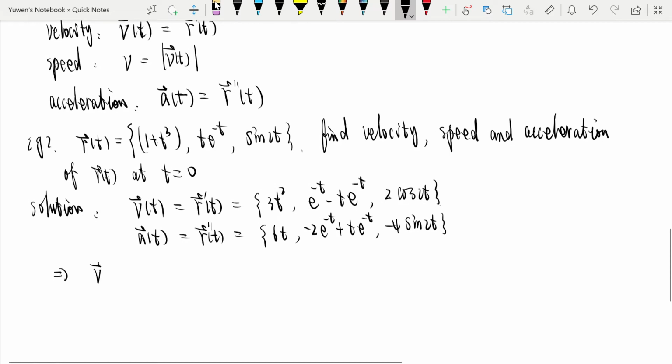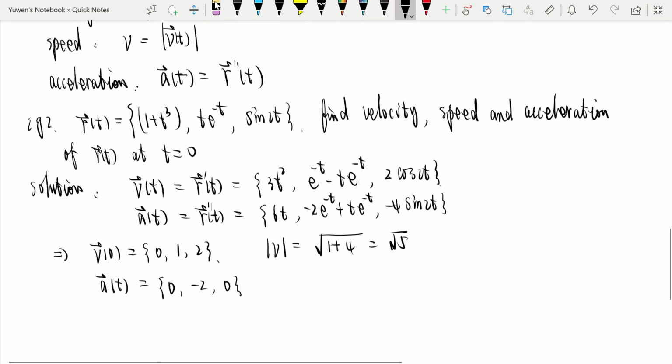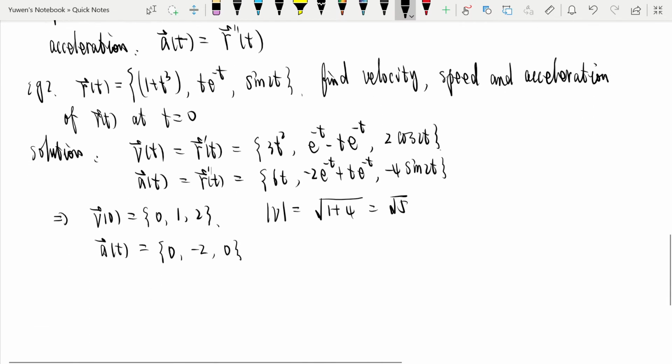So v at 0 is (0, 1, 2). So the speed is square root of 1 plus 4, that is square root of 5. And acceleration at 0 is (0, negative 2, 0). Some physical concepts.